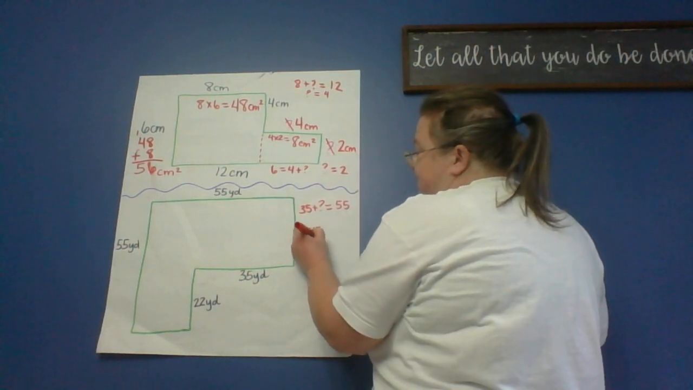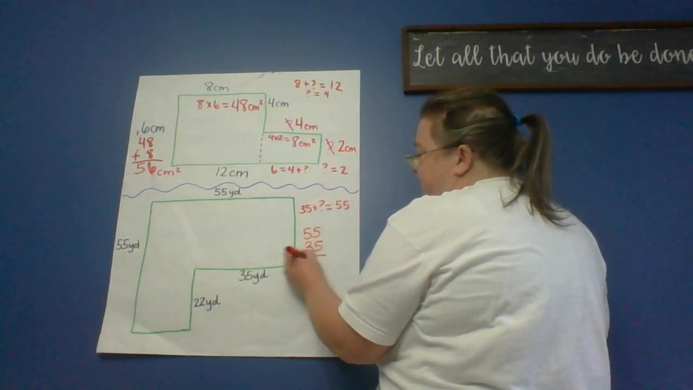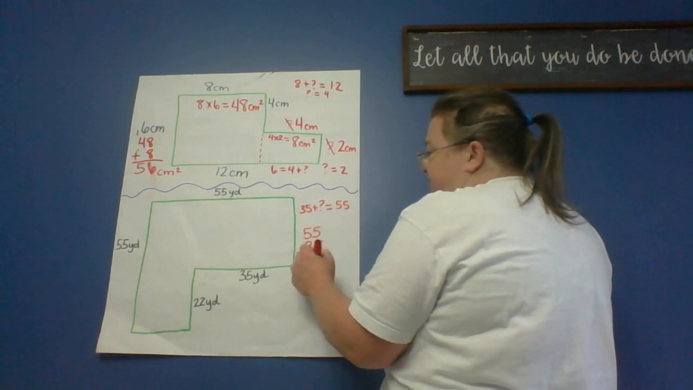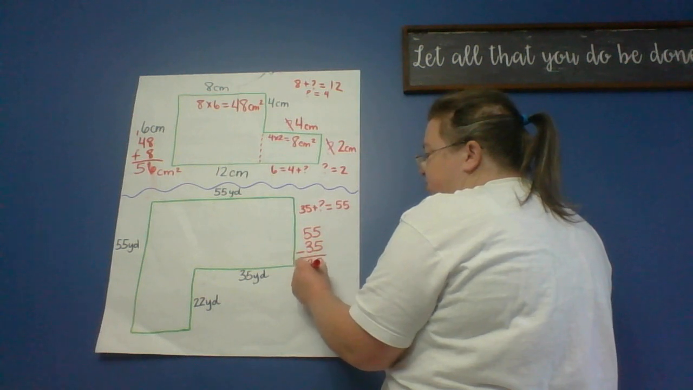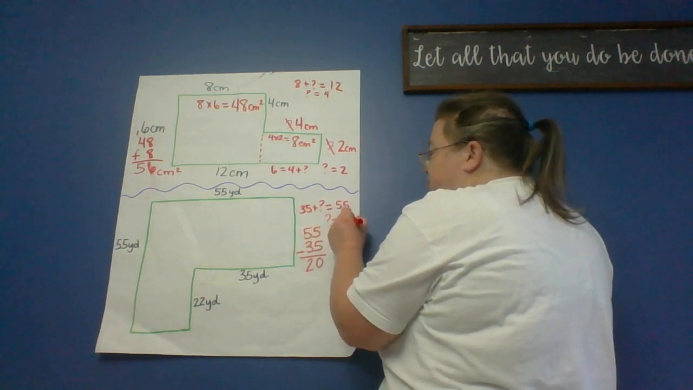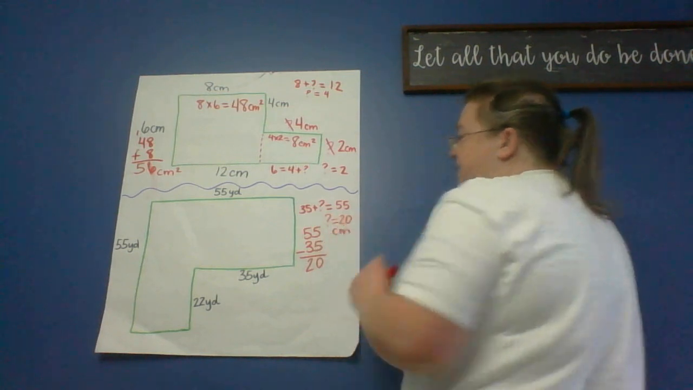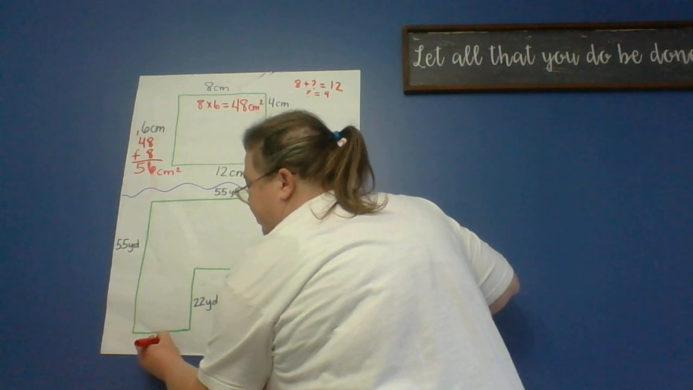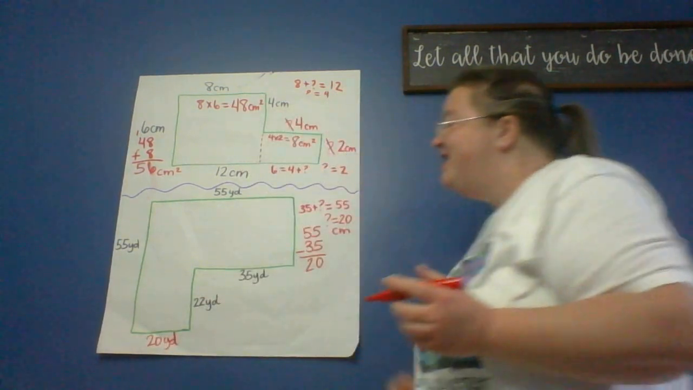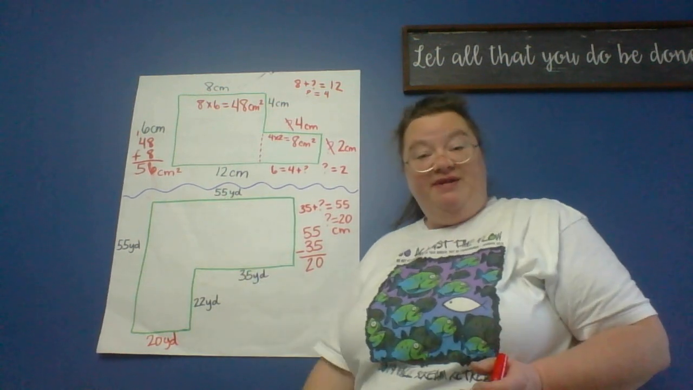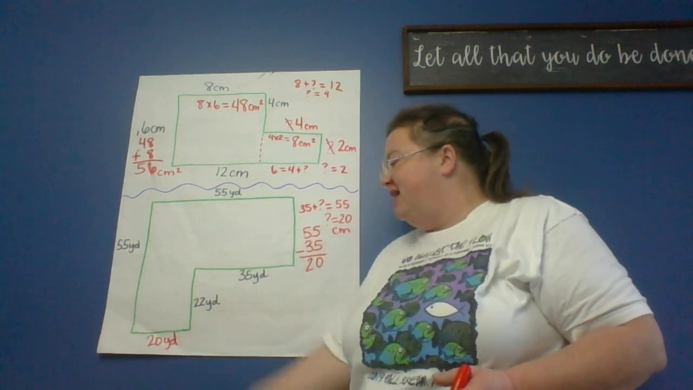Now, hopefully some of you have already figured it out in your head, but if not, we can do this. 5 minus 5 is 0. 5 minus 3 is 2. So our question mark is 20 centimeters. Oh, no, not centimeters, yards, and I was just talking about yards, sorry. So 20 plus 35 equals 55. Okay, so now I have that piece of the puzzle.